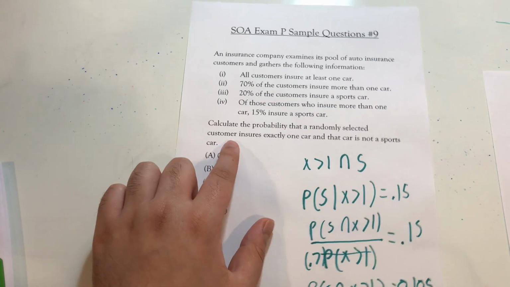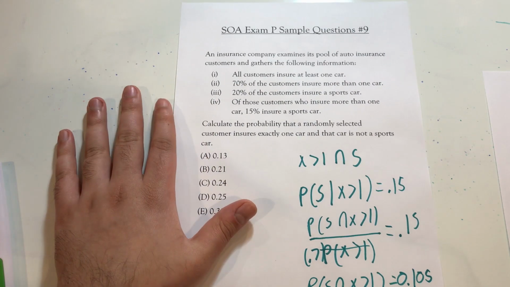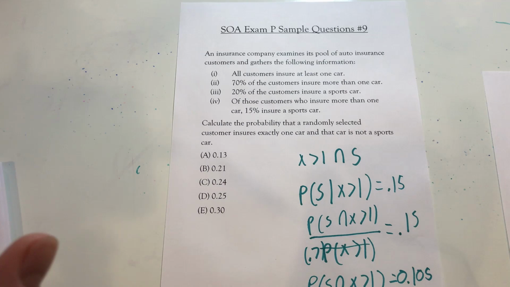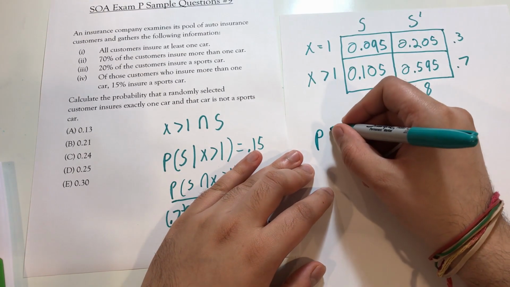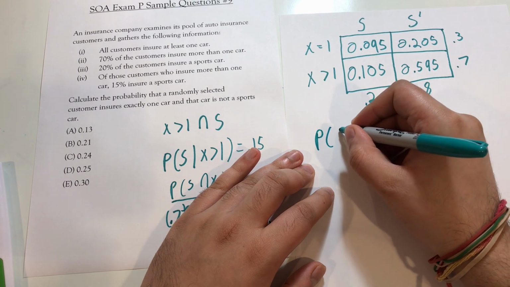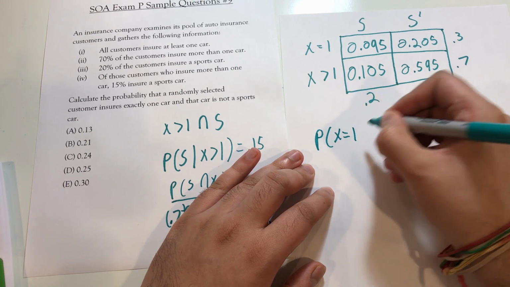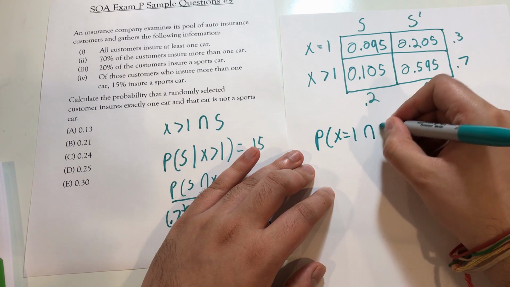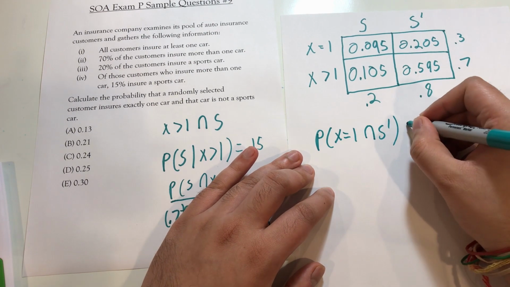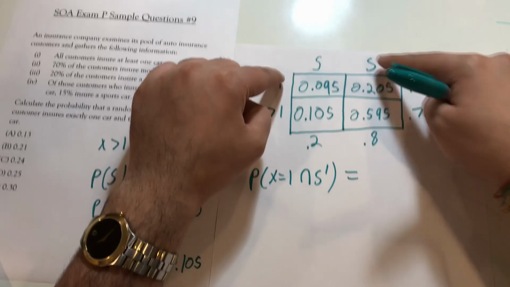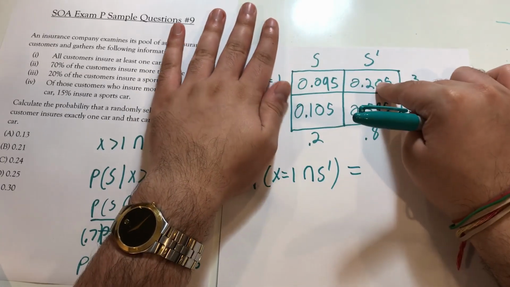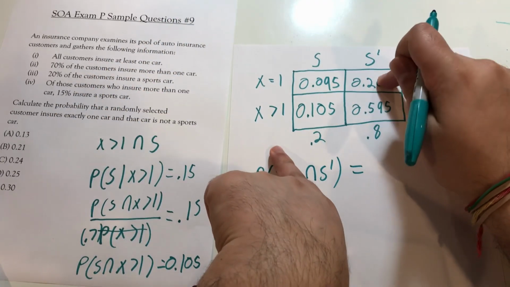The question is ultimately asking us the probability that a randomly selected customer insures exactly one car, and that car is not a sports car. Okay, so we're looking for the probability that you insure exactly one car and it's not a sports car. Well, that is this intersection right here. That's this box, right? And I can't stress that enough. The thing in this box is the intersection, not a conditional probability.